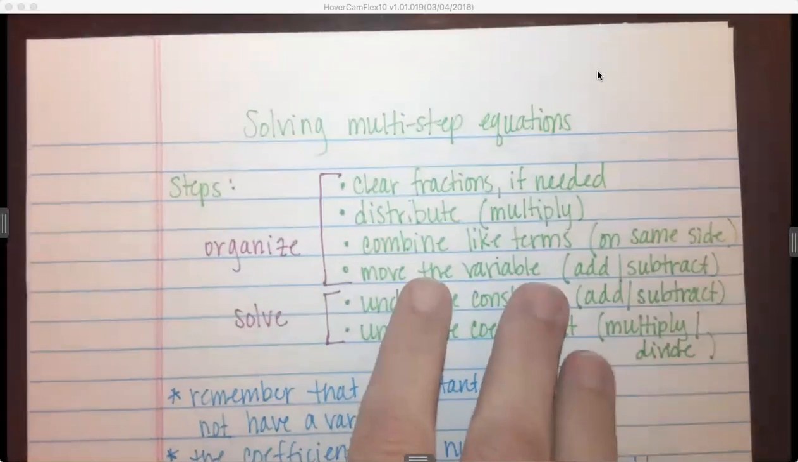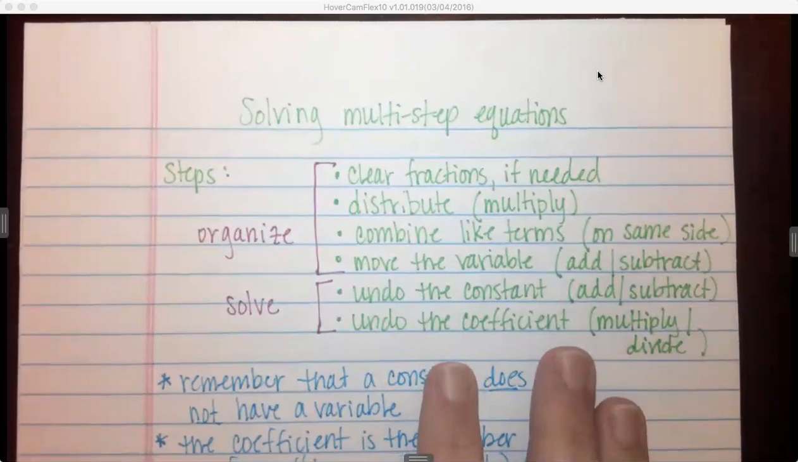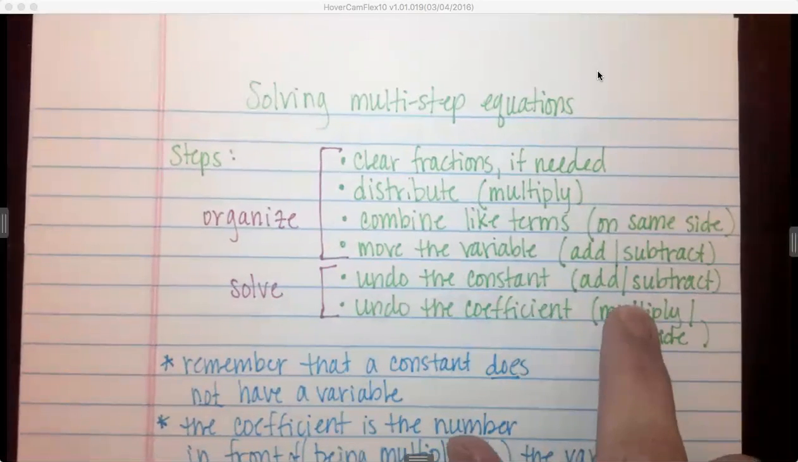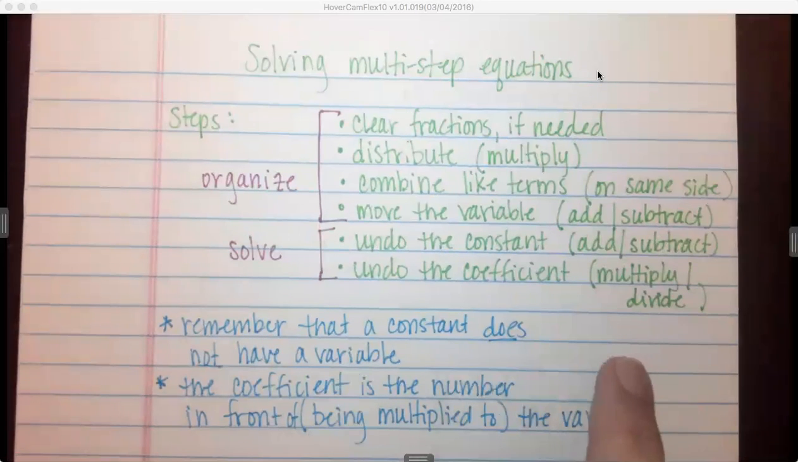Then we are going to move the variable by adding or subtracting, because we would like to have the variable be on one side and the numbers be on the other side. We're going to undo the constant. The constant is the number that does not have the variable. So we're going to add and subtract that depending on what sign we have. And then we're going to undo the coefficient. So we're going to multiply or divide, because the coefficient is the number in front of or being multiplied to the variable. So we have to get the variable by itself.